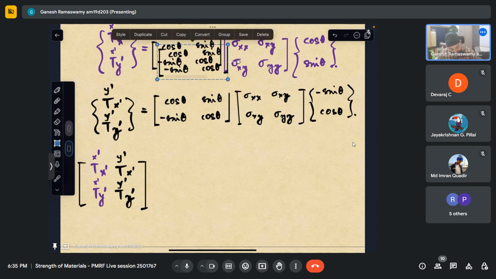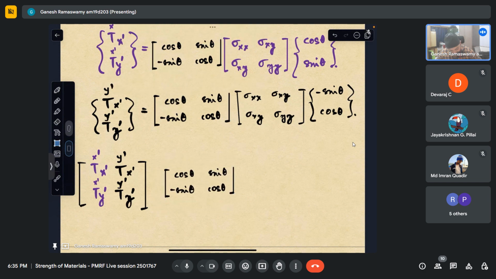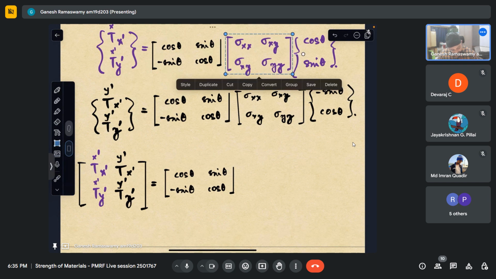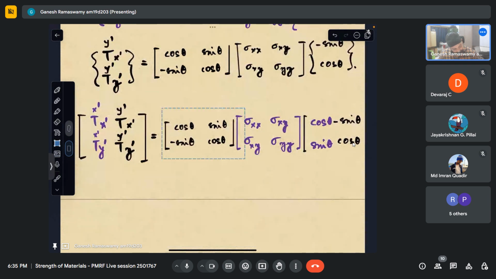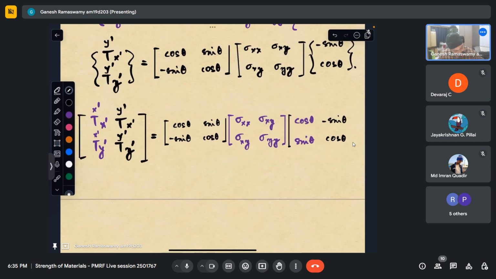I'll just copy this. This is nothing but equal to this into the stress vector, into some matrix, which is again the right hand side. I will just put it side by side. So sine cos, I have put it here. This I have just brought it here. So this is how the transformation comes about.